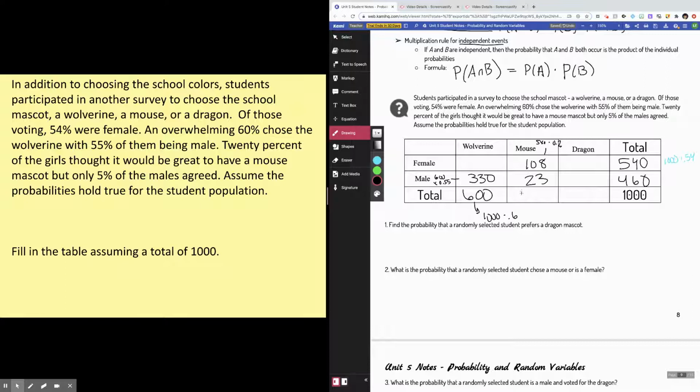So I know the total for mice is 131 by adding these two values. Okay, I know that down here, the total for dragon then has to be 1,000 minus 731, which is 269. Okay, I know that the total number of males who voted for dragon would have to be 460 minus 353, which is 107.